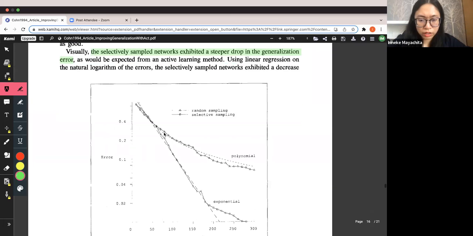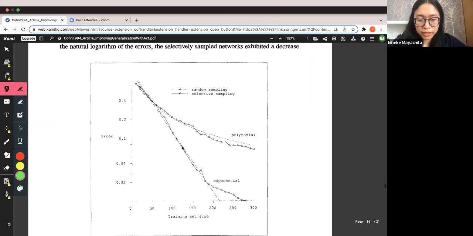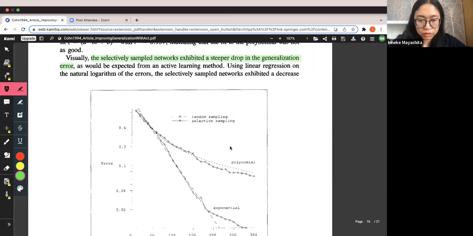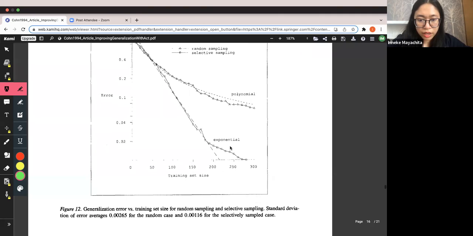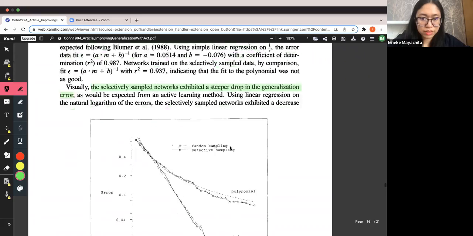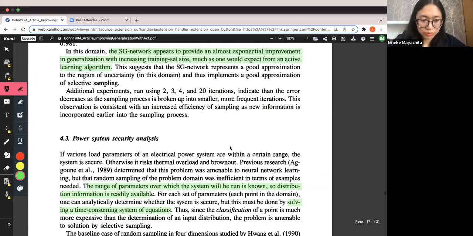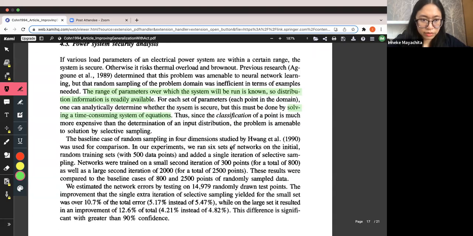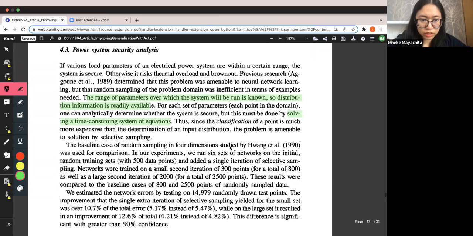Okay, so yeah, they plot the random sampling and the selective sampling, and show that with the selective sampling the error will drop steeper, which of course is just like okay. The last one, I think this very minor one, they use it on the analysis of a power system.